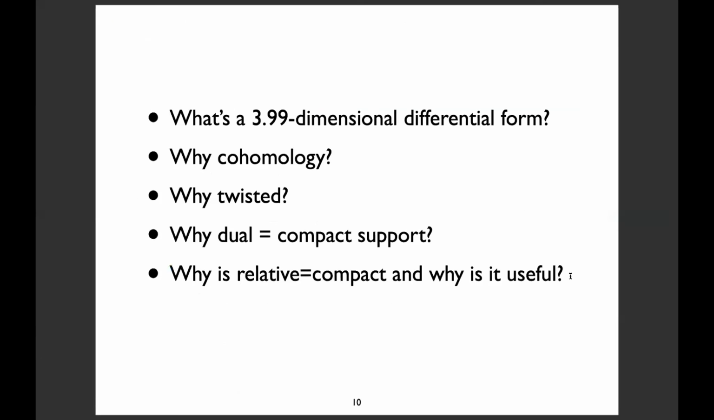Okay. And then I will flash some results at the end. So I want to explain the following. I'm going to use methods of algebraic geometry. So what's a differential form in 3.99 dimensions? Why are we going to use cohomology? Why is it twisted cohomology? Why are they the dual of Feynman integrals? Why do they have compact support? How are they computable? How does it relate to, why is the space the same as that of relative cohomology? And why is that useful? I want to explain all of this.